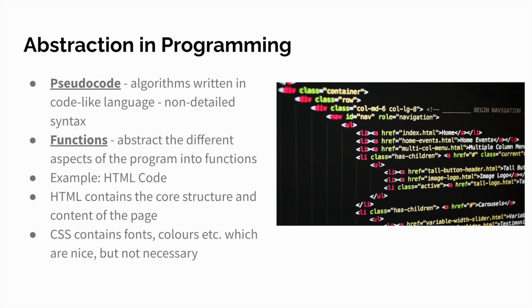Also, HTML and CSS are a very good example of abstraction in practice in programming, because your HTML file will contain the core structure and the content of your web page. The CSS file will have all your nice fancy fonts, colors, and whatever else, but it's not necessary for the web page to function. If you have an article that you want to get out to the world, you don't need CSS. It makes it look nice, but if you just want people to read what you've written, you don't need a CSS file. So that's just an example of abstraction.